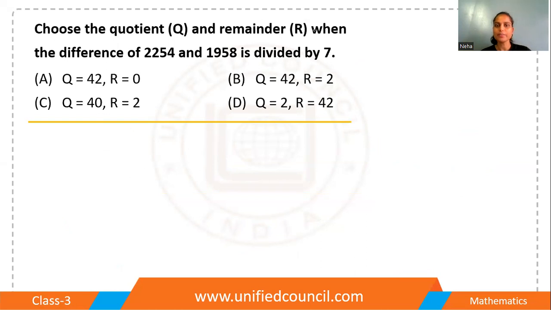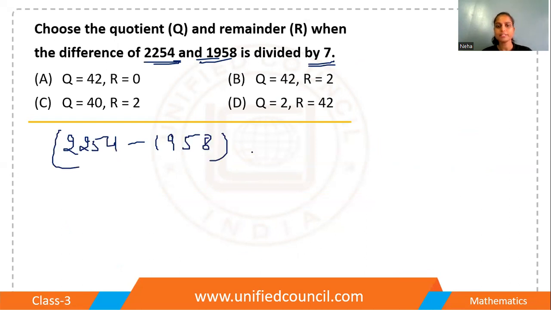Choose the quotient Q and the remainder R when the difference of this and this is divided by 7. So I have to find the difference of 2254 and 1958, and divide it by 7. First let me try to find the difference. So 2254 minus 1958.